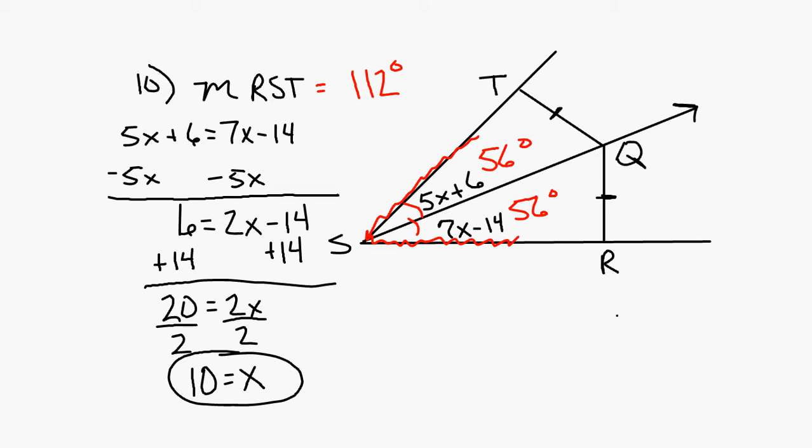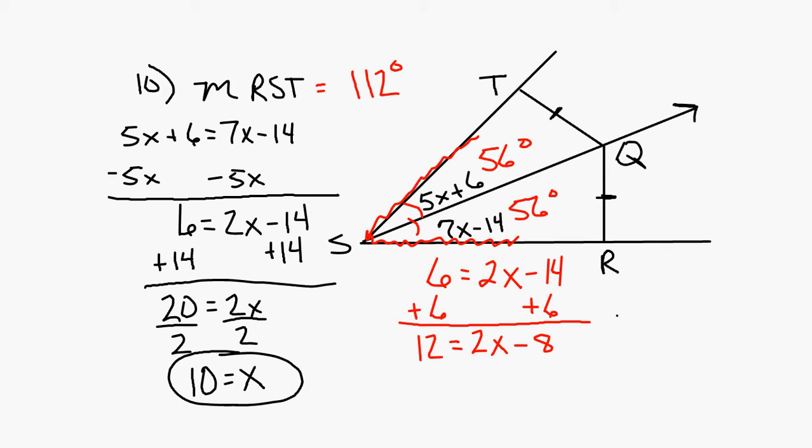What was your question about the adding? Well, if you would have added 6 to both sides right here, if 6 equals 2x minus 14, and you add 6, you got a mess. You didn't get anything accomplished. You would get 12 equals 2x minus 8. I thought that 6 over there cancels out. You would have to subtract 6 from both sides.